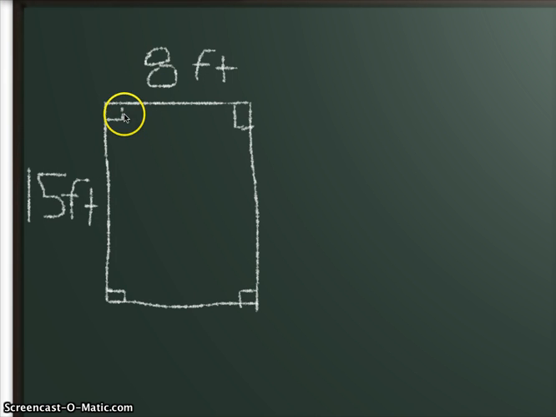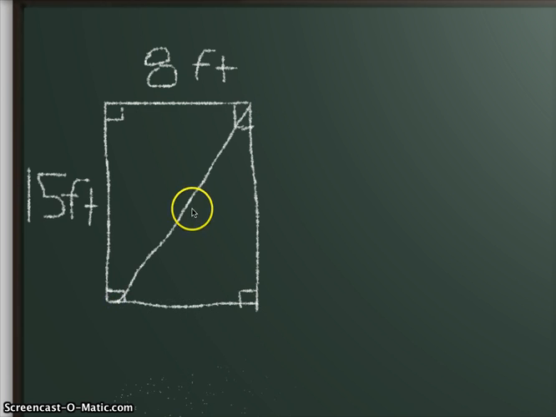And so on this chalkboard you can see a diagram of what the room would look like. It's 8 feet by 15 feet, and it's a rectangle. So all of its sides are right angles, and the line that we're looking for is from one diagonal corner, so this guy, over to this one, and we'll call this line X.